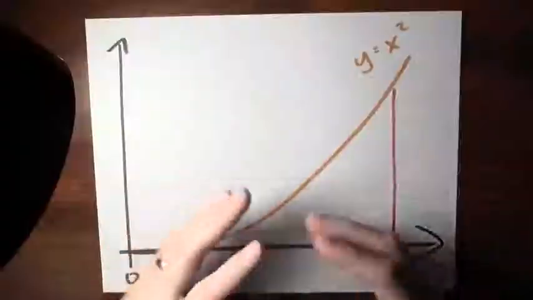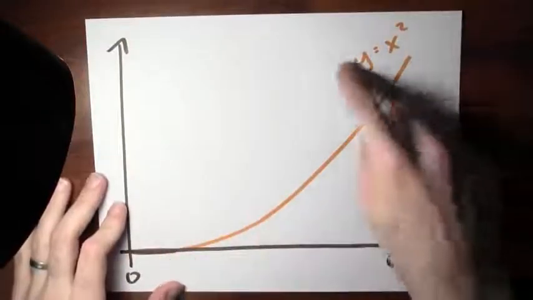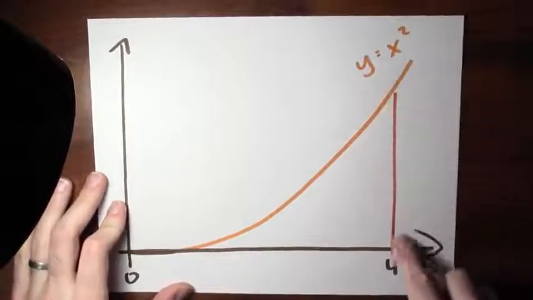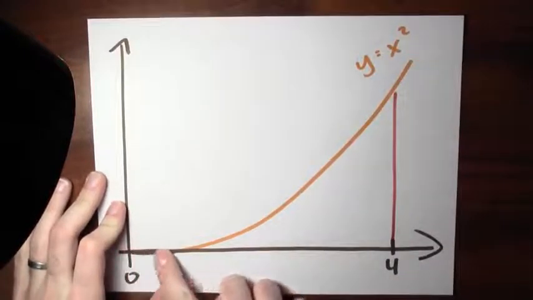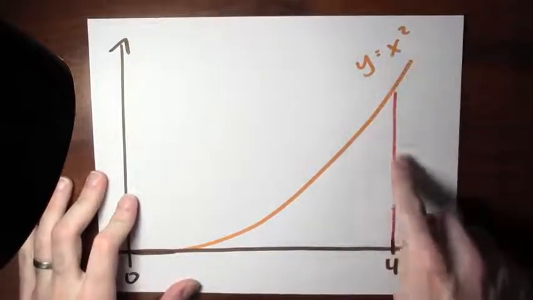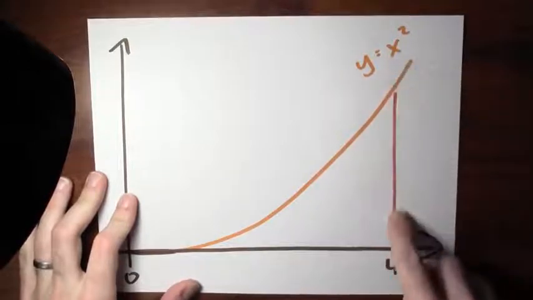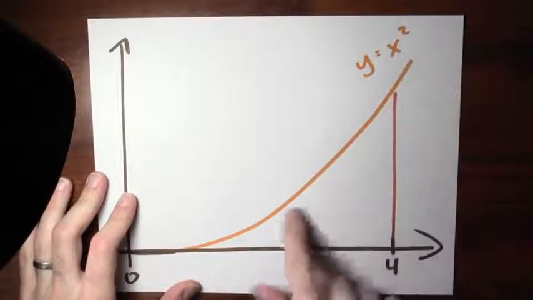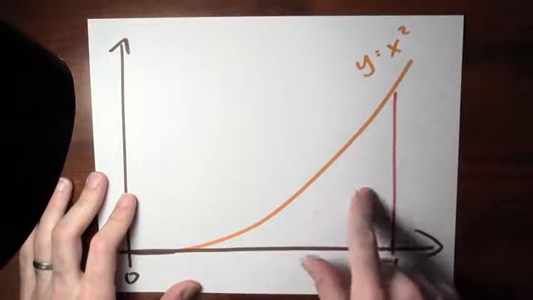I want to be able to compute areas of curved regions. For example, here's a graph of y equals x squared. Let's try to find the area of this curved region, right? The area that's above the x-axis, to the left of the line x equals 4, and below the graph of y equals x squared. So this curved region inside here.